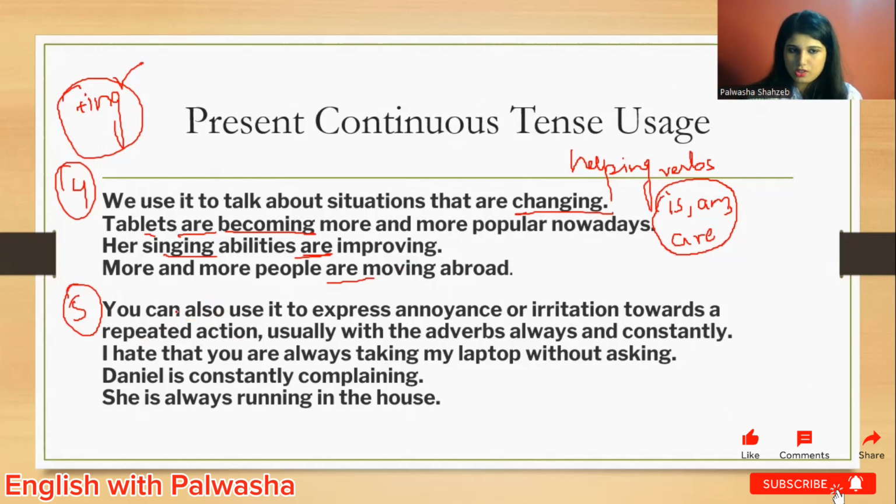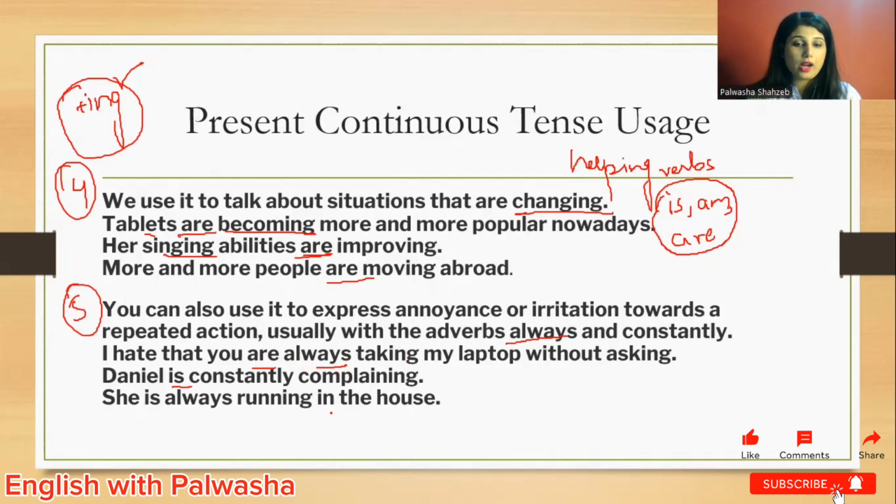So the fifth situation is, you can also use it to express annoyance or irritation towards a repeated action, usually with the adverbs always and constantly. When you use the adverbs, it puts a stress on it, and that enhances the meaning of the sentence. I hate that you're always taking my laptop without asking. You are always taking my laptop without asking. I hate it. We usually say this to our siblings. Daniel is constantly complaining. He is constantly complaining. So it's something when you're showing annoyance or irritation towards someone.